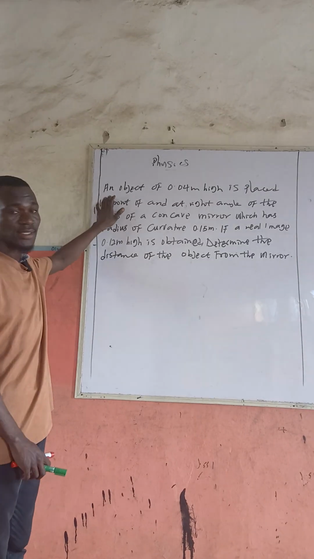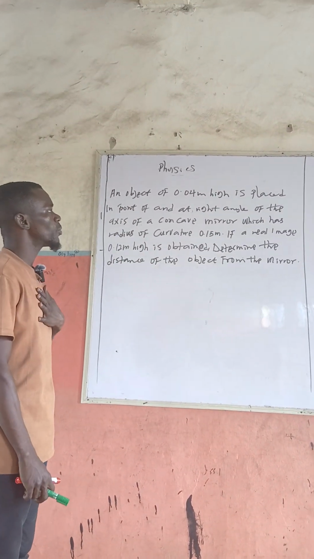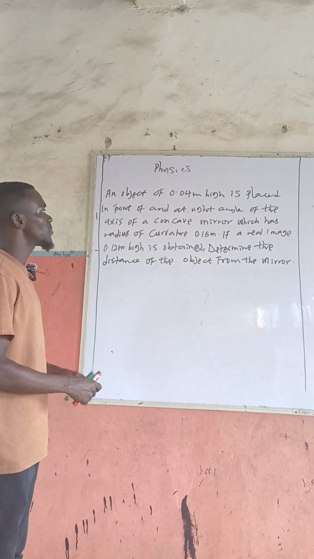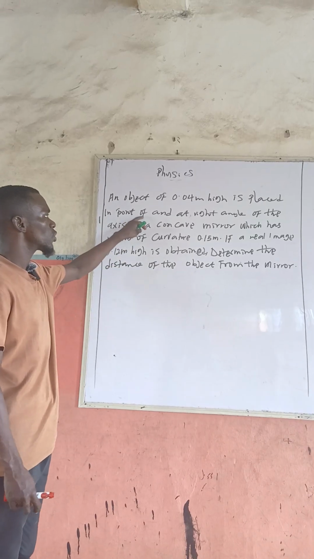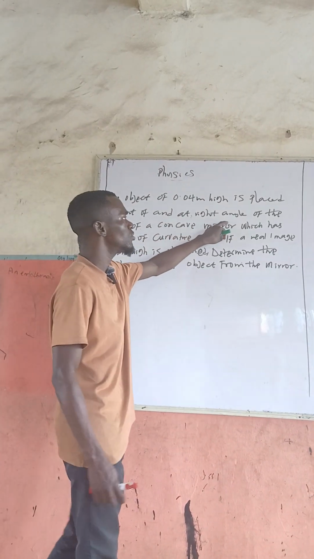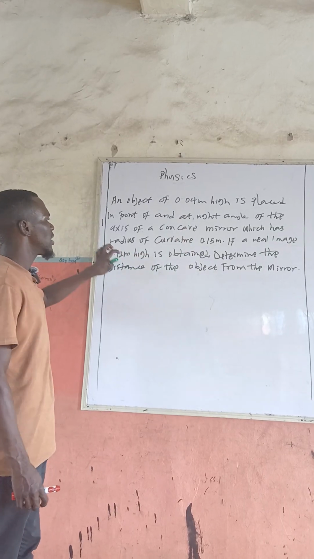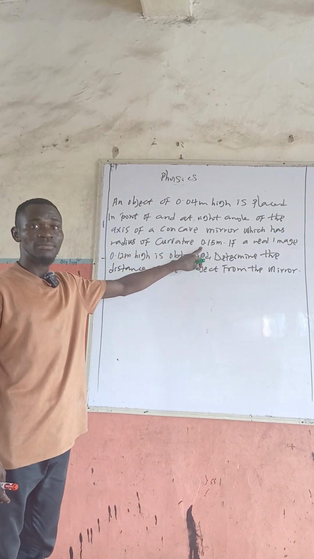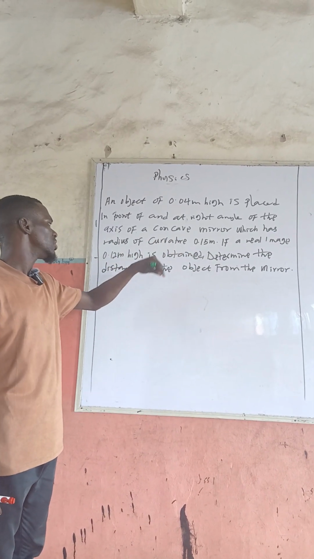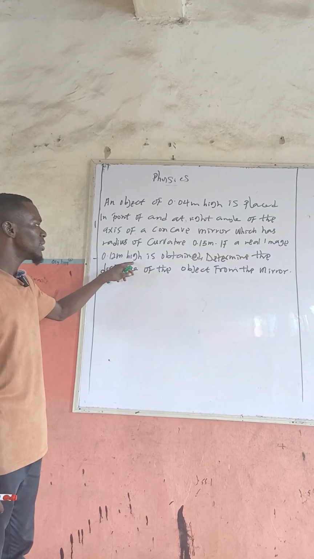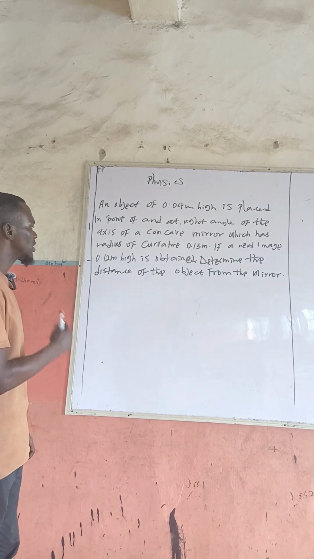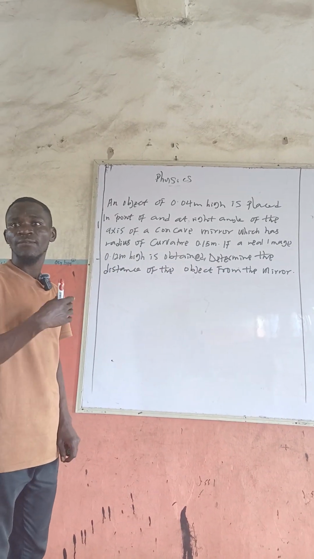On light. It says an object of 0.04 meter high is placed in front of and at right angle to the axis of a concave mirror which has radius of curvature 0.15 meter. If a real image 0.12 meter high is obtained, determine the distance of the object from the mirror.